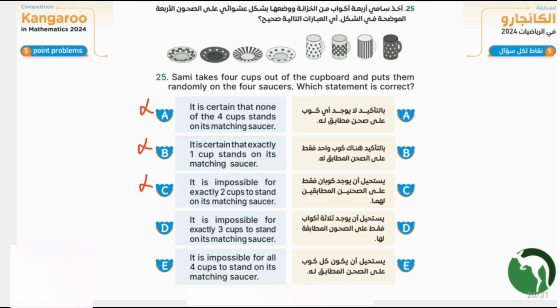Now let's look at D. It is impossible for exactly 3 cups to stand on their matching saucers. Actually, this one is true, because if 3 stand on their matching saucers, the 4th is already technically also standing on its matching saucer, so it will be 4. So we will not have 3 in this condition, we will have 4. This statement is correct, and D is the correct answer.